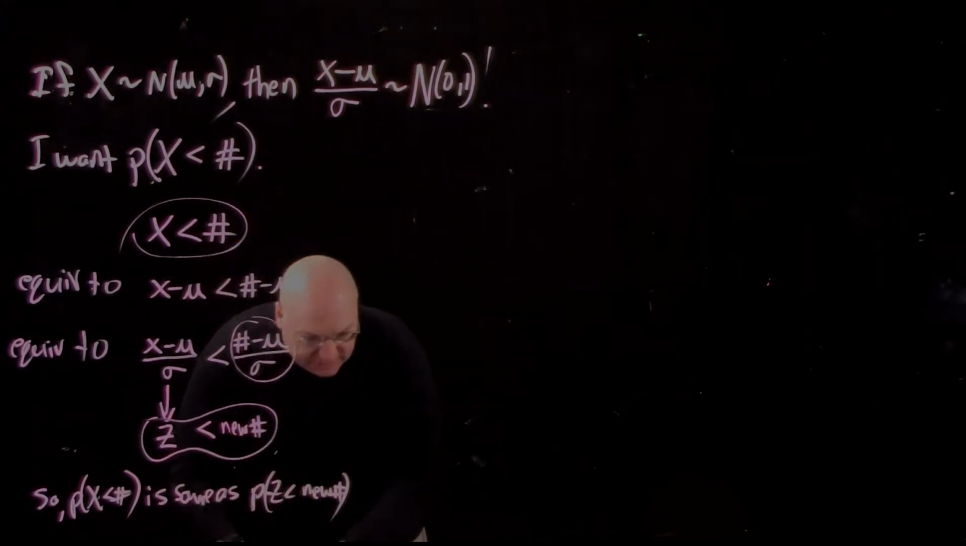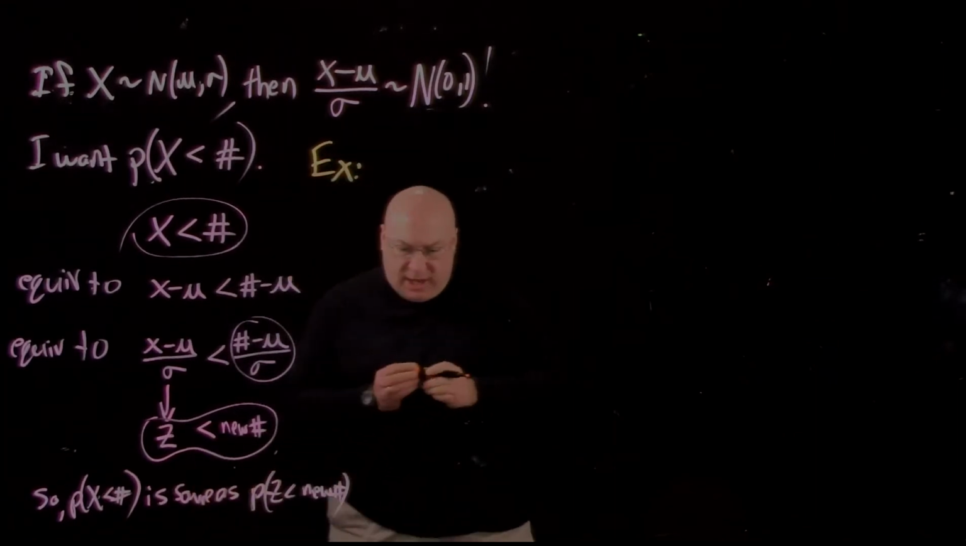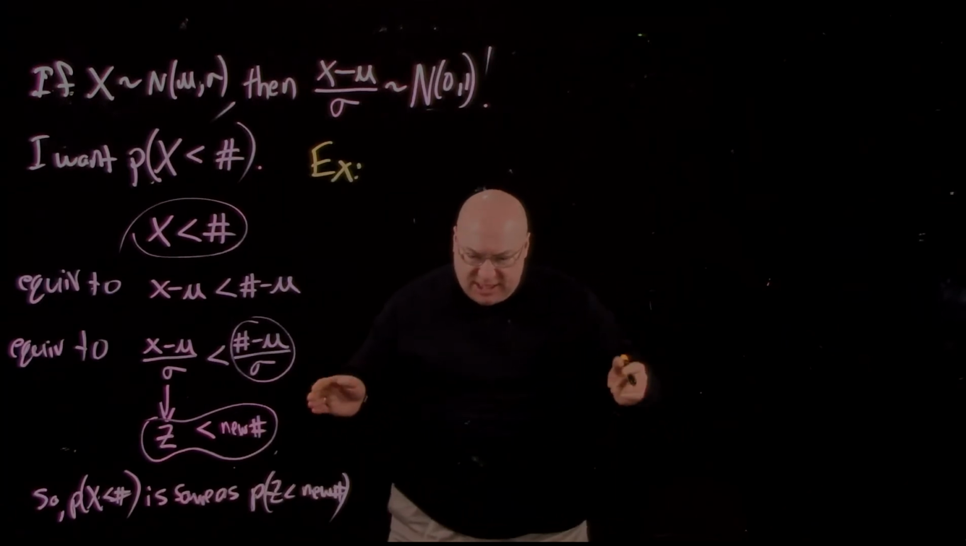Example. Let's look at, I think I want to fit it right here just to make sure I have enough room. Example, IQs are normally distributed with mean 100 and standard deviation 15.